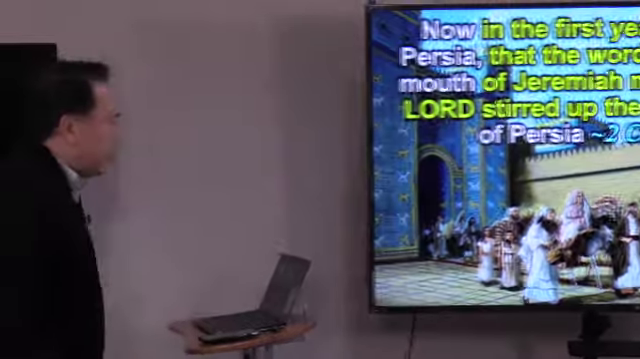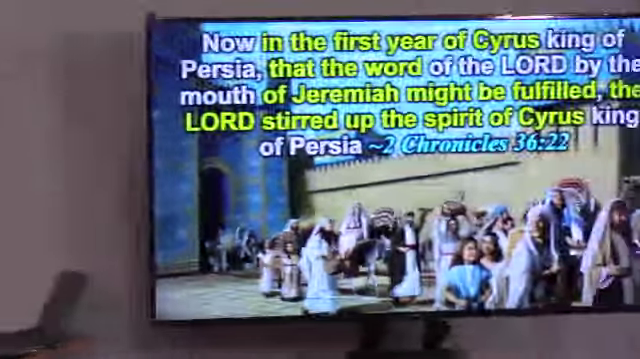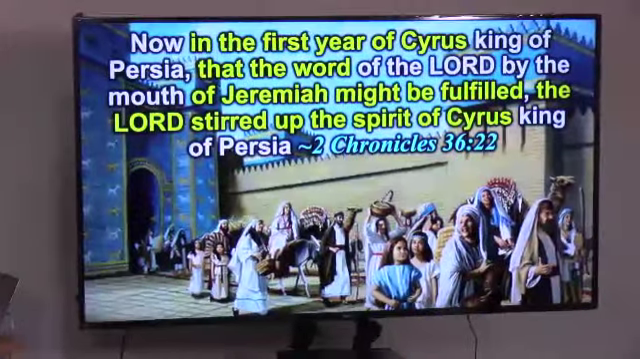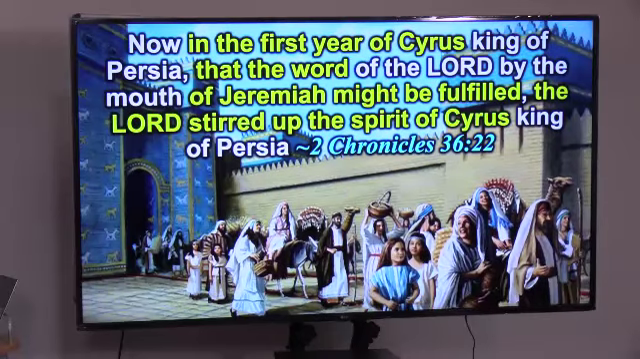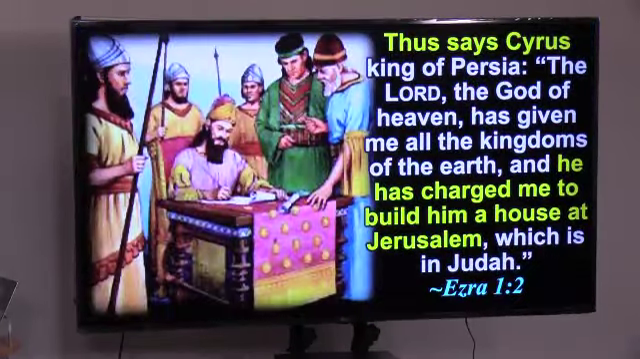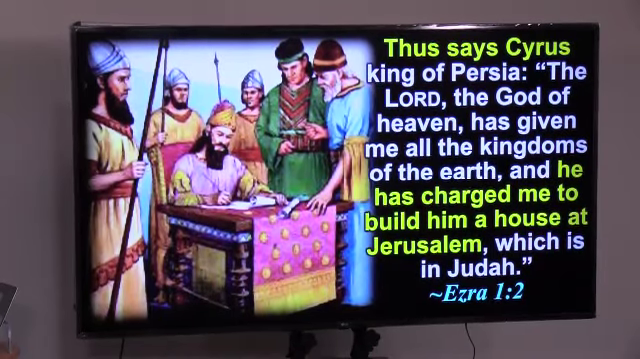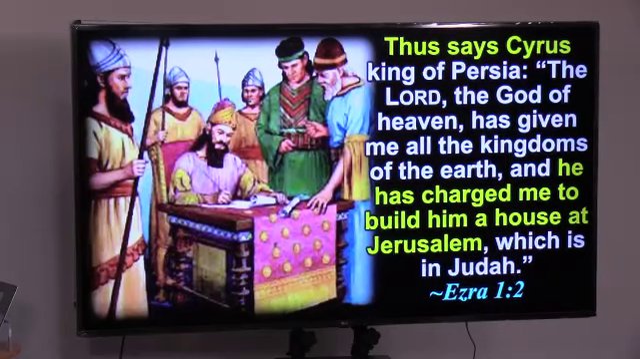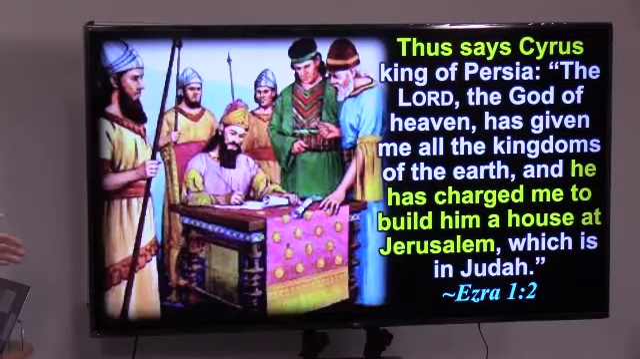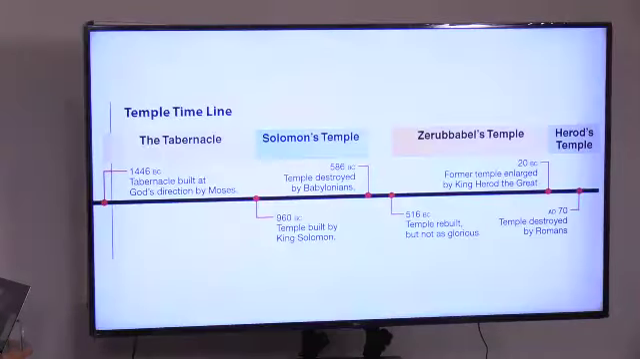Now in the first year of Cyrus, king of Persia, that the word of the Lord by the mouth of Jeremiah might be fulfilled, the Lord stirred up the spirit of Cyrus, king of Persia. Aside from the fall of Babylon, Jeremiah talks about the restoration of God's people to their homeland. Thus says Cyrus, king of Persia, the Lord, the God of heaven, has given me all the kingdoms of the earth, and he has charged me to build him a house at Jerusalem, which is in Judah. We read it in Ezra 1:2. So this is right about the time after Belshazzar fell in the story of Daniel.